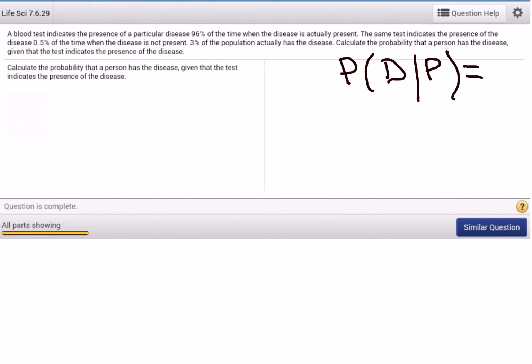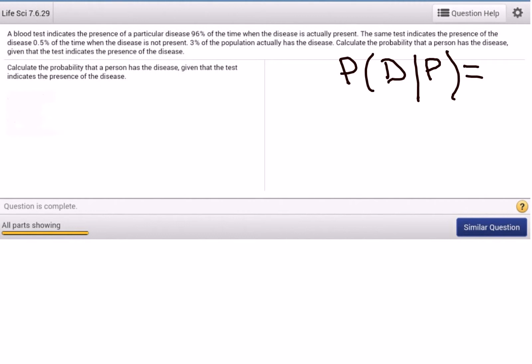Okay, so let's see what we're given. We know 3% of the population actually have the disease, so that means 97% don't have the disease. The blood test indicates the presence of a particular disease 96% of the time when the disease is actually present. So we need to start with either they have the disease or they don't have the disease.